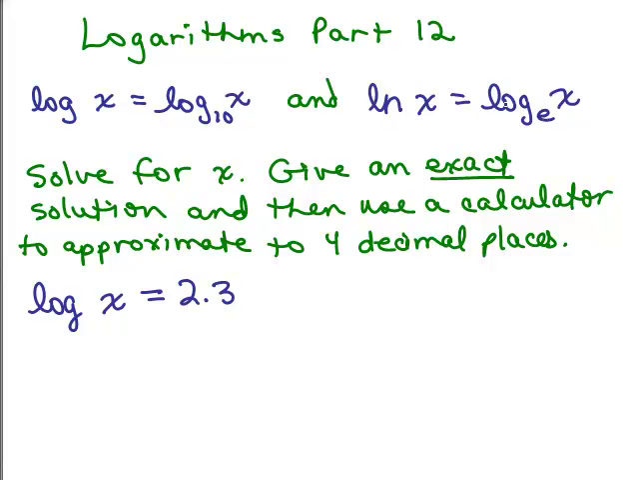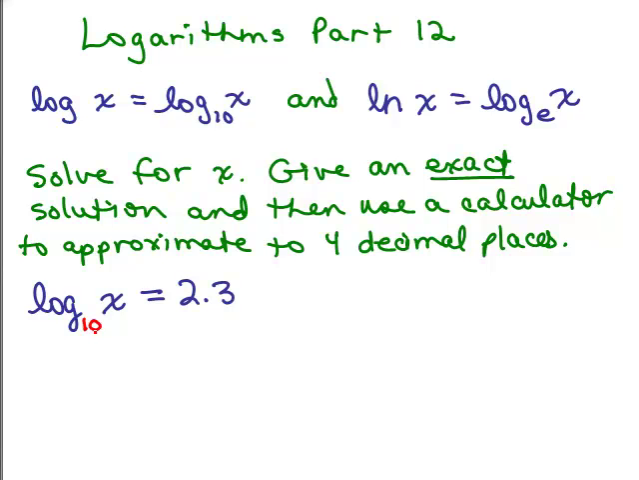So we're going to do some problems, solving equations. And here are the directions. Solve for x. We're going to give an exact solution, and then we'll use a calculator to approximate x to 4 decimal places. So here's our first example. Log of x equals 2.3. So the first thing you have to do is remember what the base is. The base is 10. If you don't see a base, it means you could put 10 there.